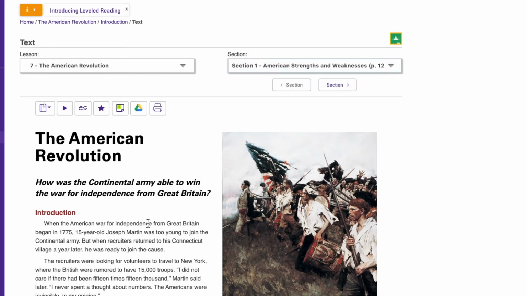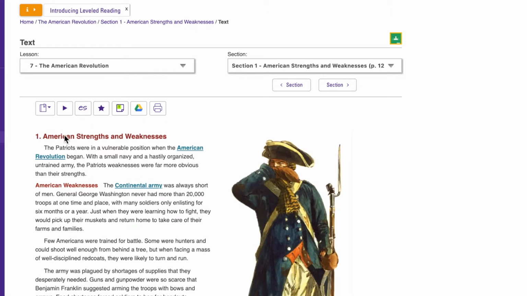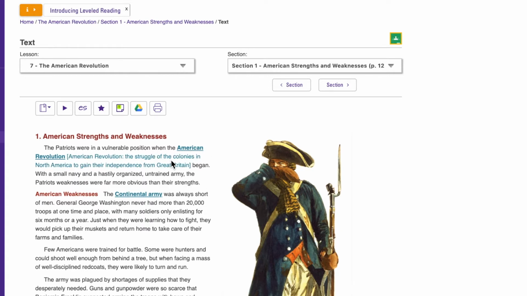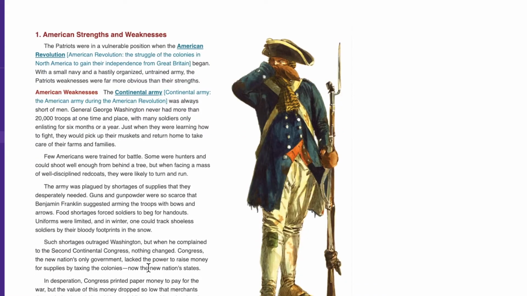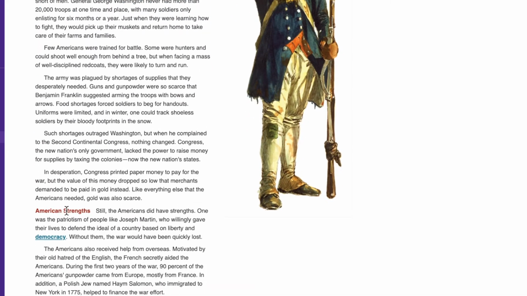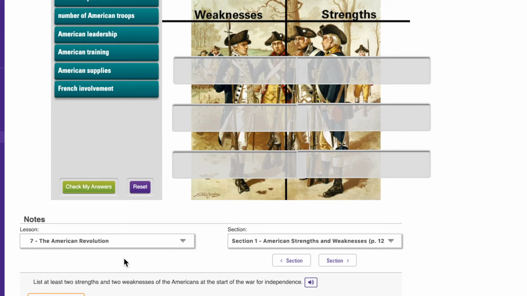Section 1. Same thing. Read the titles, American Strengths and Weaknesses. Here you have American Revolution. Remember, you click on that, you get more of a definition. American Weaknesses, the Continental Army. Interesting. Maybe skim through some of this very briefly. American Strengths. Look at some of this down here. American Patriotism. You're just kind of reading through. You're activating the mind for the learning that is about to come.